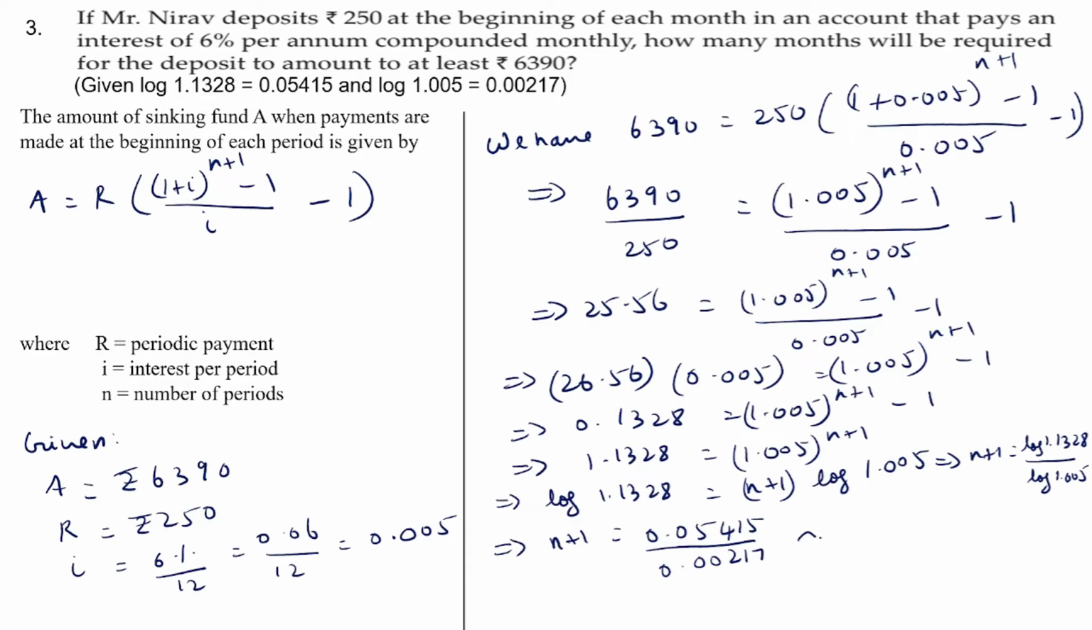When we divide, we get approximately 25. So n plus 1 is 25. It means n is 24 months. Therefore n is equal to 24 months. So this is the second type, when A, R and I are given and we have to find n.